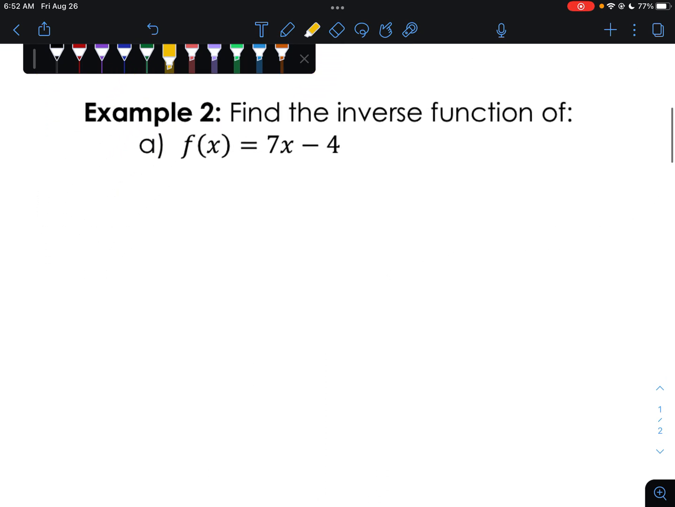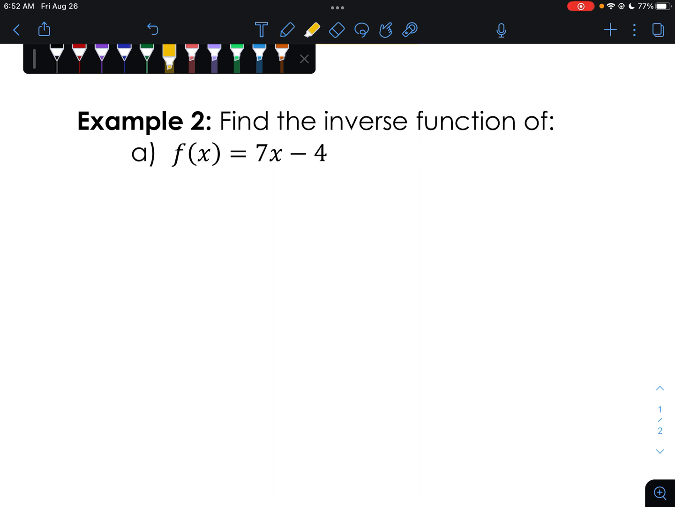So if we look at our example, okay, it says find the inverse of the function. So step 1, we rewrite it with y equals. Step 2 told us to switch the x and the y. And step 3 said we start solving.